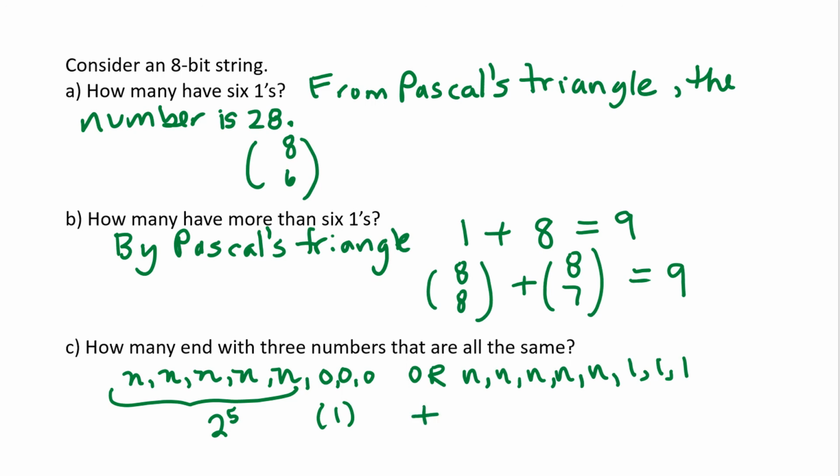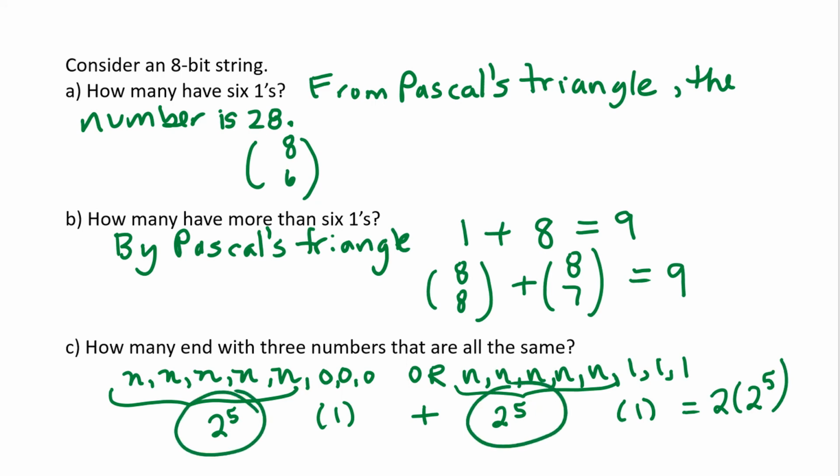Or means plus. And so, again, for the first 5 digits, there's 2 to the 5 ways in which you could do the 0 combination, but there is only one way in which you can get 1, 1, 1. So this actually becomes 2 times 2 to the 5th, because you have 2 to the 5th for this one and another one. This becomes 2 to the 6th using rules of exponents, and 2 to the 6th is 64.